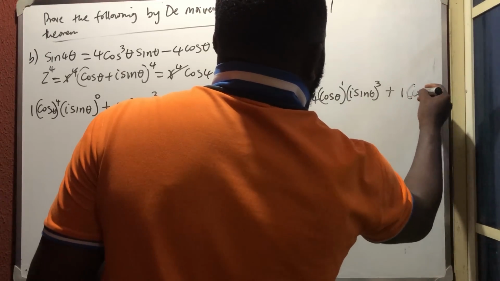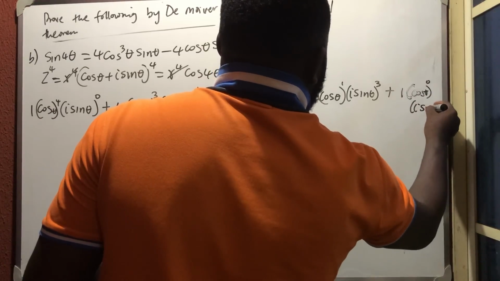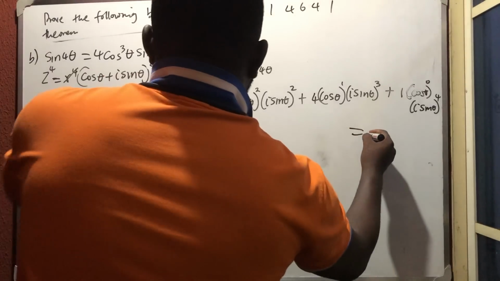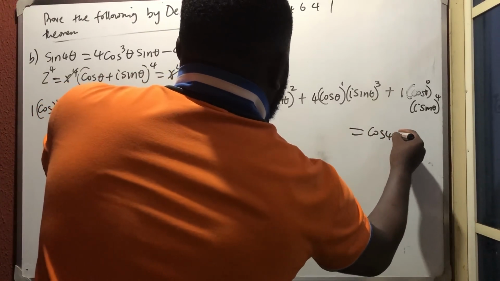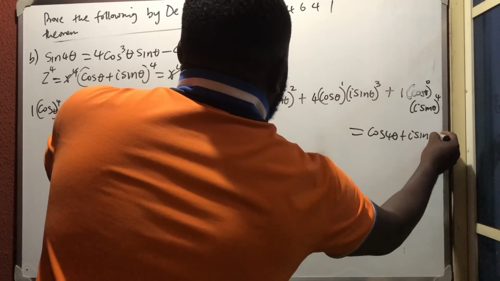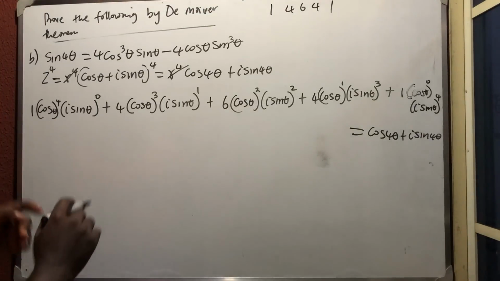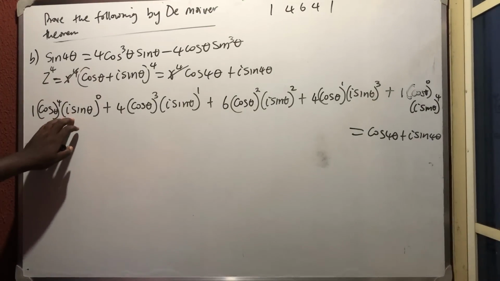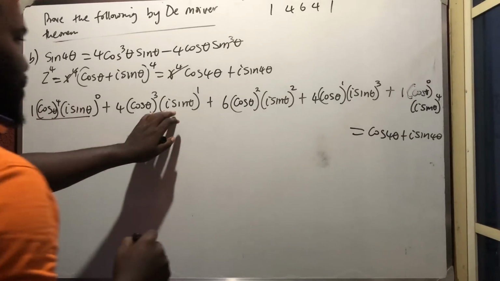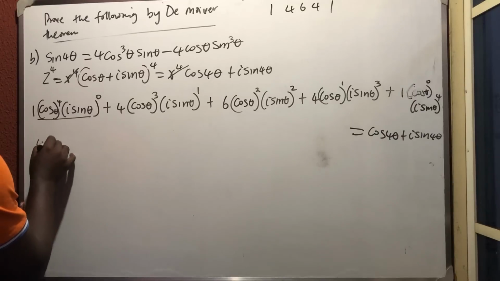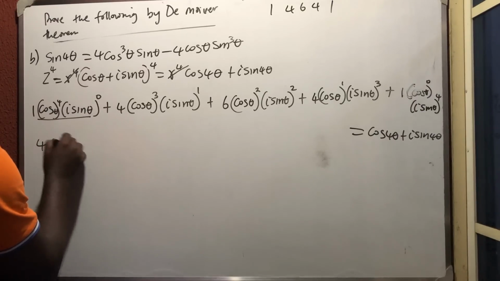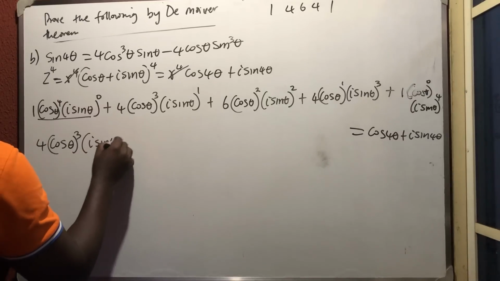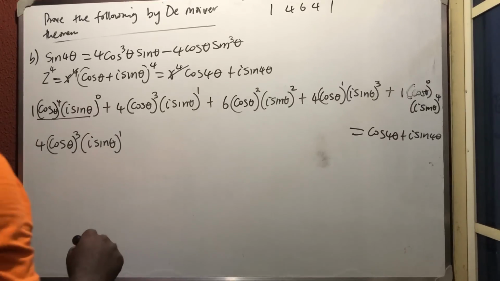Cos theta will now be raised to power 0 while I sine theta will now be raised to power 4. So don't forget that this is equal to cos 4 theta plus I sine 4 theta. Don't forget that we are interested in only the imaginary part now. Anywhere I is, I will not be here, we are not interested here. I will be here, we are interested here. We are interested in 4 cos theta all raised to power 3 in bracket of I sine theta all raised to power 1. We are interested in this one.